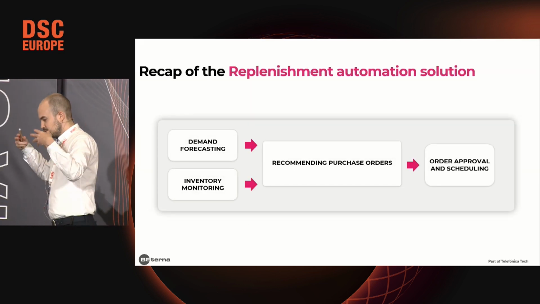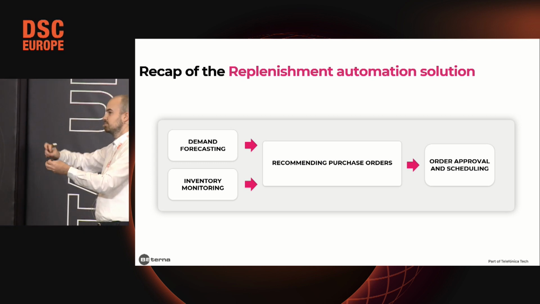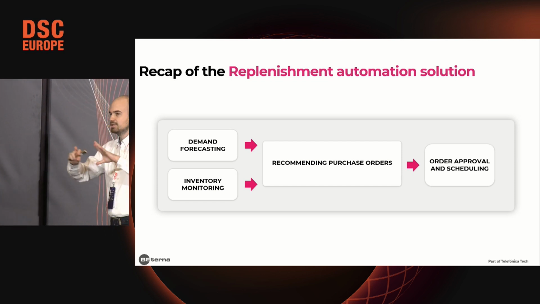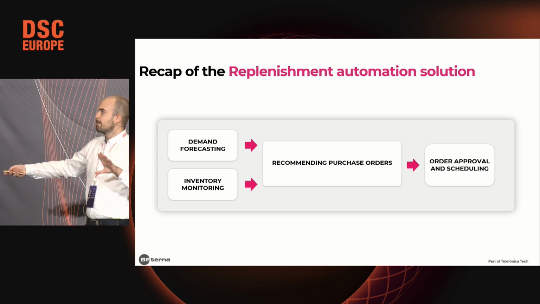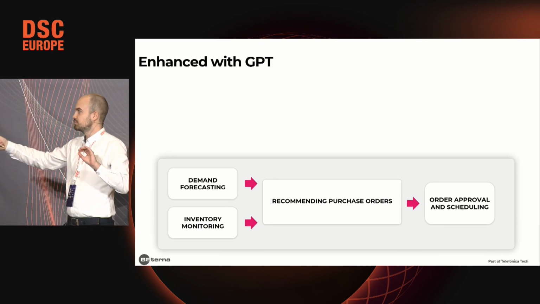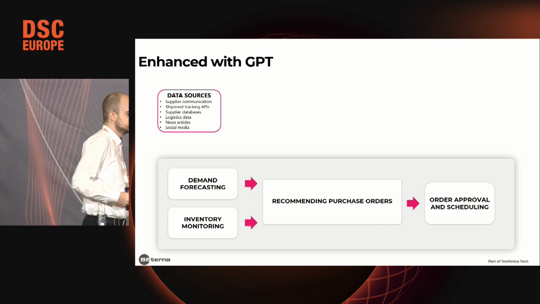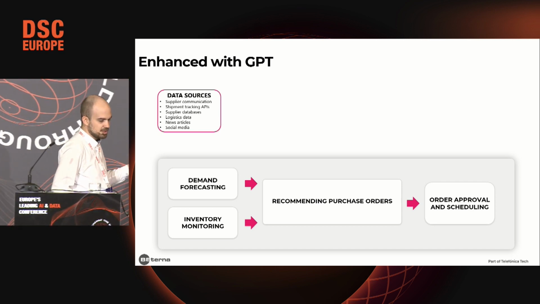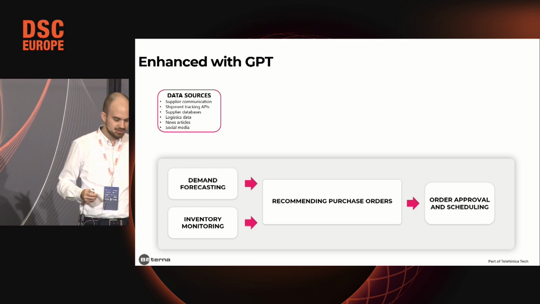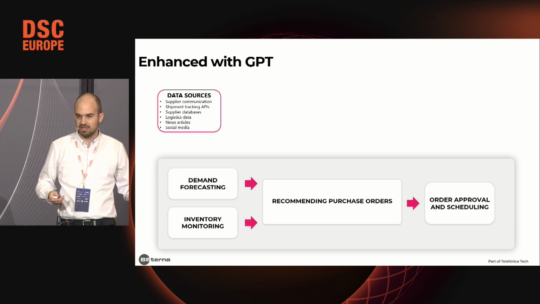So let's recap what we said. We are making demand forecasting, we are monitoring inventory, we are making purchase order recommendations, and then we are approving them and scheduling. This is really high level. And let's add GPT to this story. First, we have some data sources, such as supplier communication, shipment APIs, supplier databases, logistic data, social media articles, and so on.